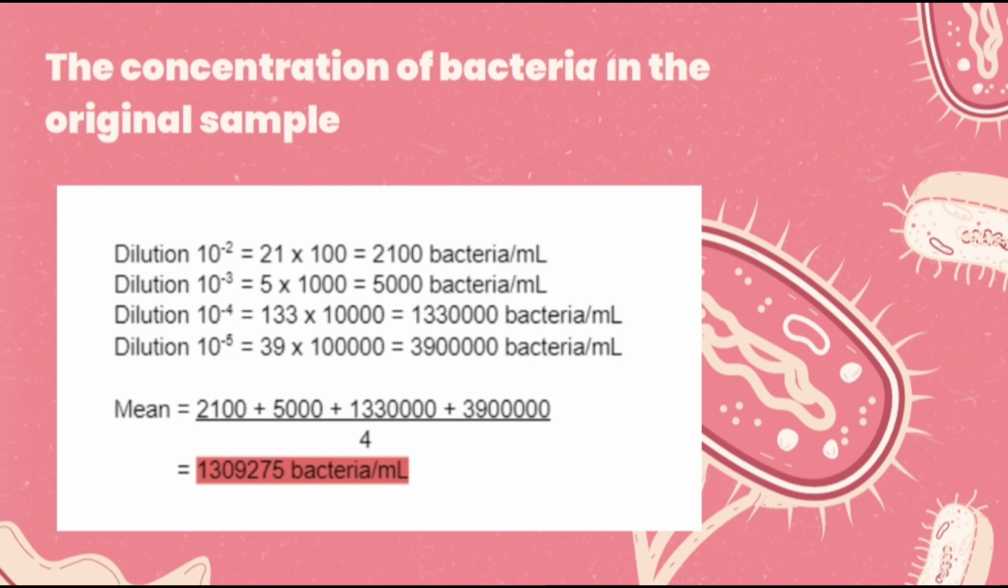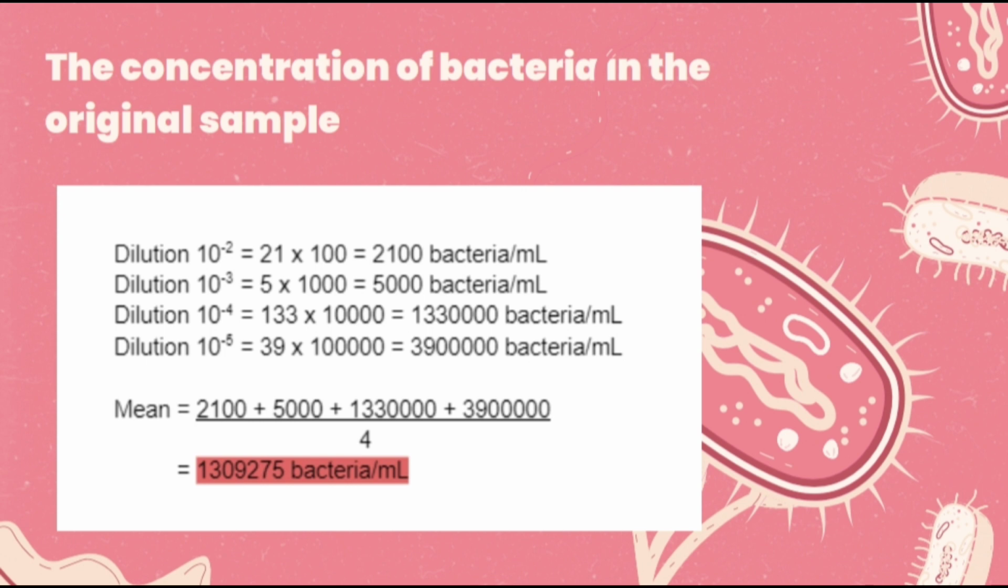For dilution of 10^-3, we have 5,000 bacteria per ml. For dilution of 10^-4, we have 1,333,000 bacteria per ml. For dilution of 10^-5, we have 3,900,000 bacteria per ml.